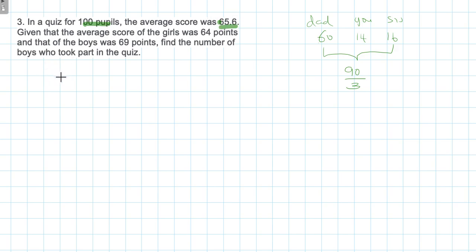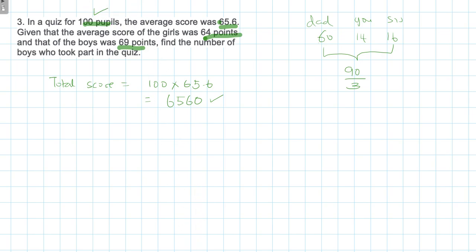Likewise, I already know the average score is 65.6 and I have 100 people. So what is the total score for the boys and girls? The total score will be 100 people times 65.6, which gives 6560. I have the total score and the number of people, but I don't know how many boys and how many girls. The clue is the average score of girls is 64 and the average score of boys is 69.